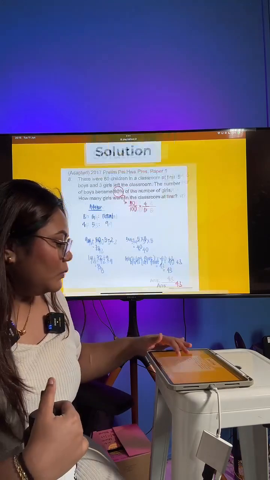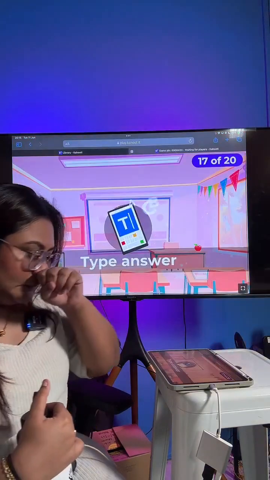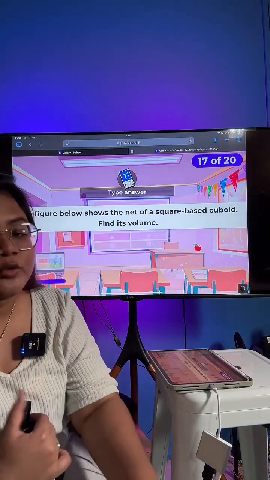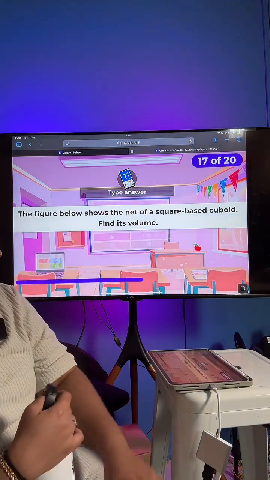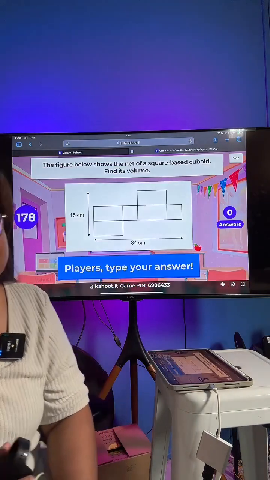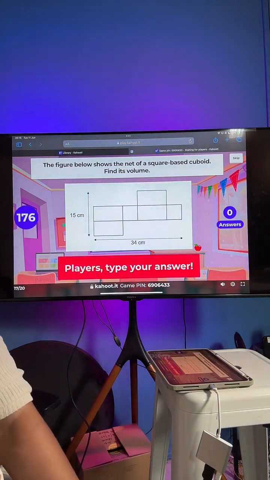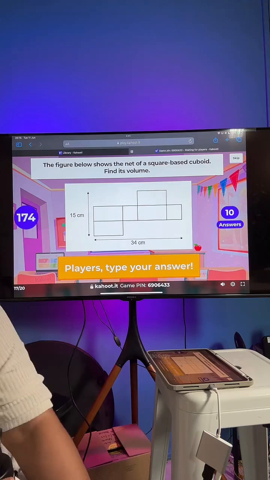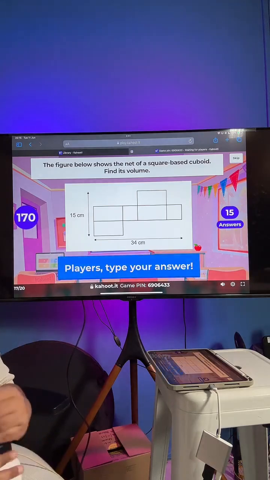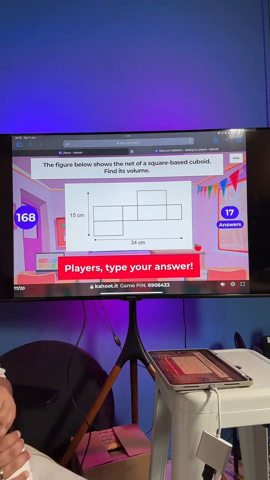Okay, let's go. Next question. This one is another type-answer question. Question number 9 now. We have 10 questions in total. Let's take a look. This one you are able to solve. You guys try this. Remember that it's a square-based cuboid.